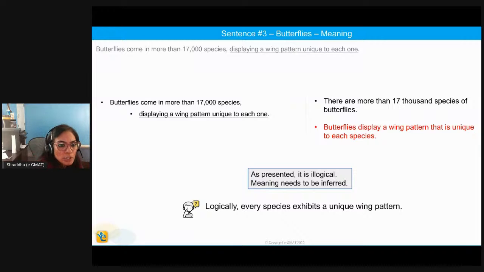Okay, so it's talking about more than 1700 species. So when it's talking about more than 1700 species, again, putting 2 plus 2 together, extracting all the logical information from the sentence, we can understand that every species displays a unique wing design. So the sentence must be written in such a way that this particular action, displaying a unique wing pattern, should associate only with the species and not with the entire clause.